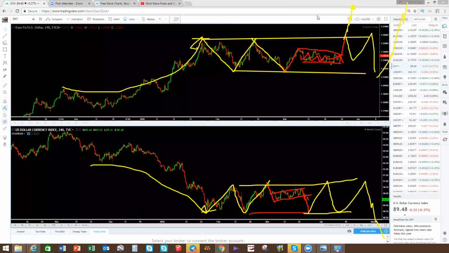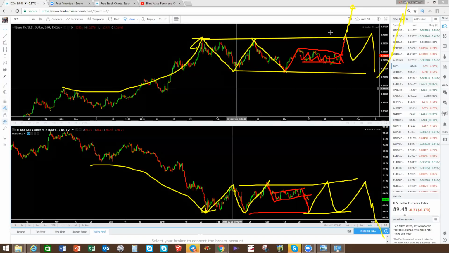Okay, so now let's go in deeper into Euro US dollar. As you know, these two pairs are inversely correlated. So whatever is happening on the Euro US dollar is the complete inverse on the dollar index. So let's go into Euro US dollar.